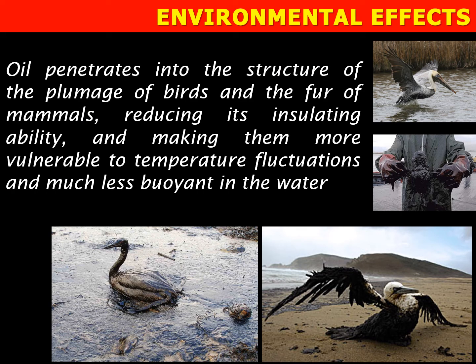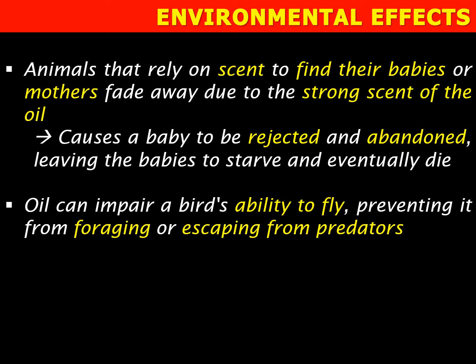Oil penetrates into the structure of the plumage of birds and the fur of mammals, reducing its insulating ability and making them more vulnerable to temperature fluctuations and much less buoyant in the water. Animals that rely on scent to find their babies or mothers may fail to do so due to the strong scent of the oil. This can cause a baby to be rejected and abandoned, leaving it to starve and eventually die. It can also impair a bird's ability to fly, preventing it from foraging or escaping from predators.